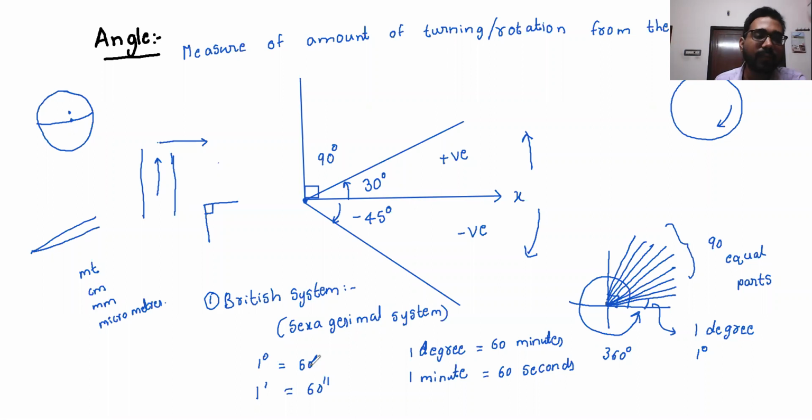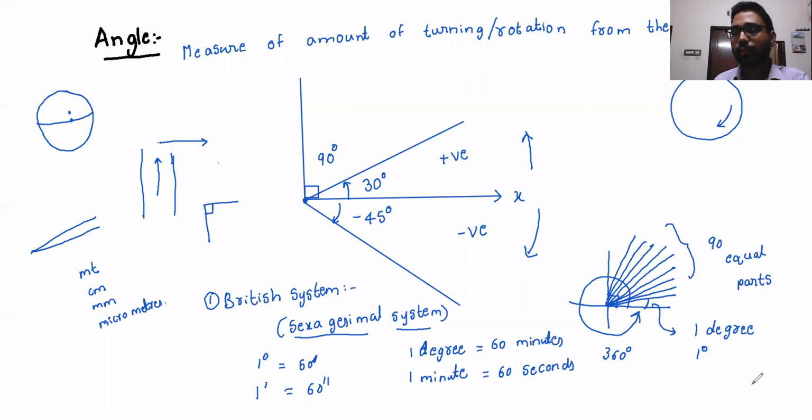1 degree's further division is 60 minutes, and 1 minute's further division is 60 seconds. That's why this is called the sexagesimal system, because of the 60. Here you see 60 minutes, 60 seconds. That's why the name sexagesimal system. This is the British system. This is one scale in which we measure the angle, like 30 degrees, 90 degrees, minus 45 degrees, and so on. The complete circle is 360 degrees.